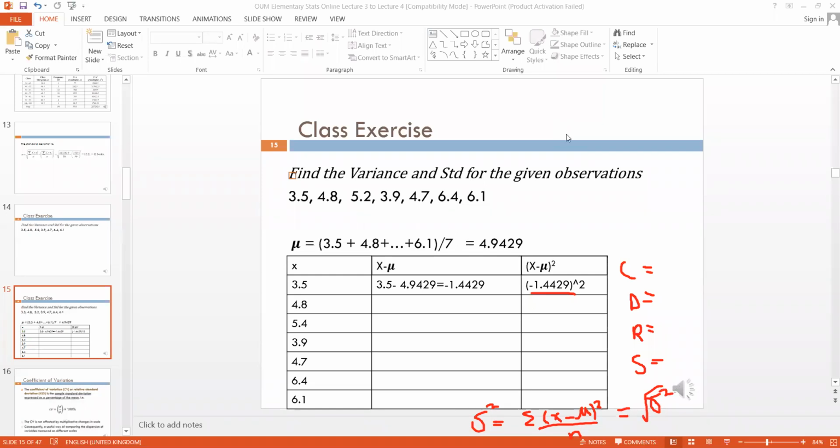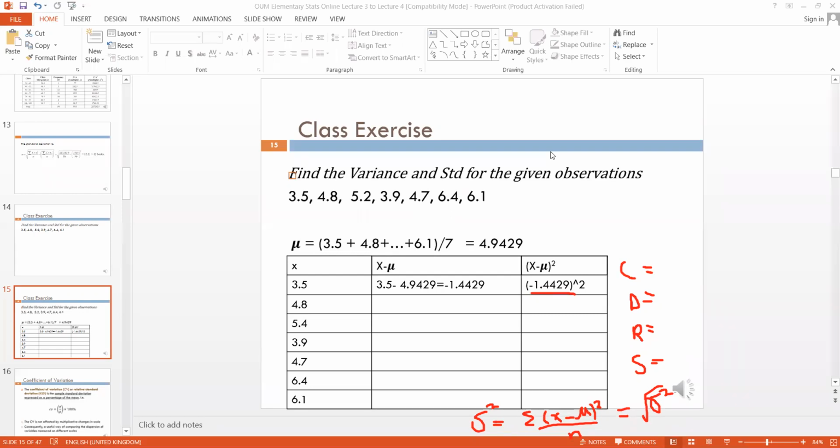Yeah, so that is how you go about it. I'm sure you tried, but you couldn't finish. Okay, so that is for the variance and the standard deviation.